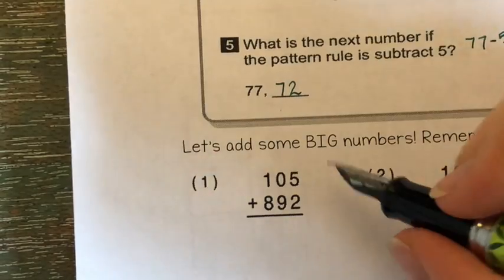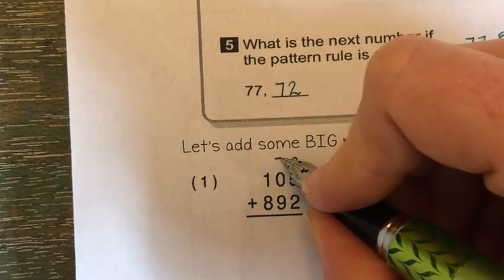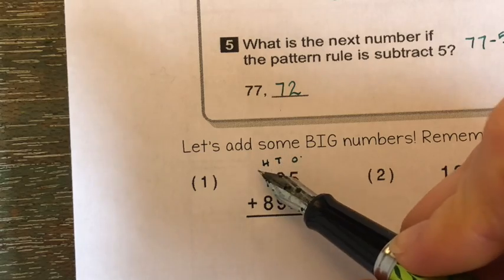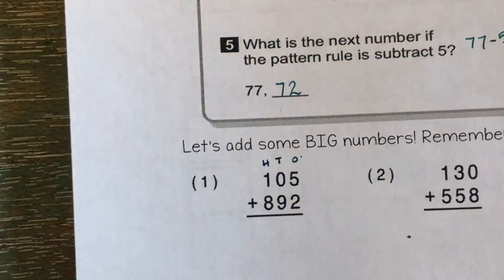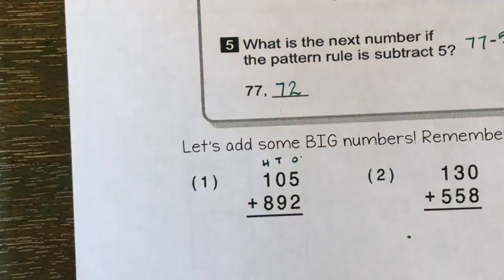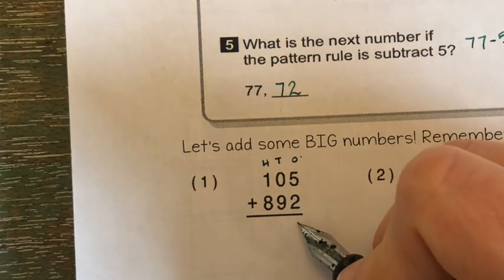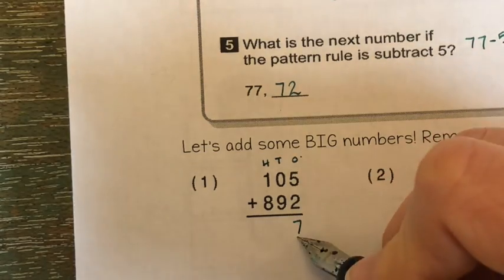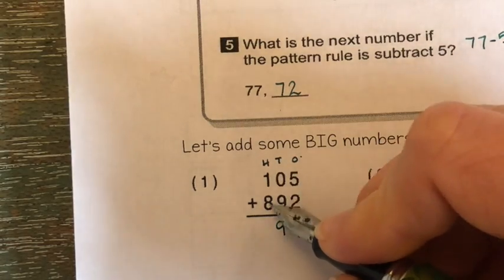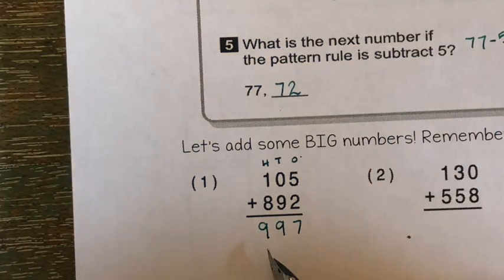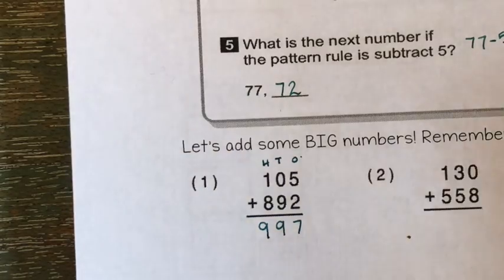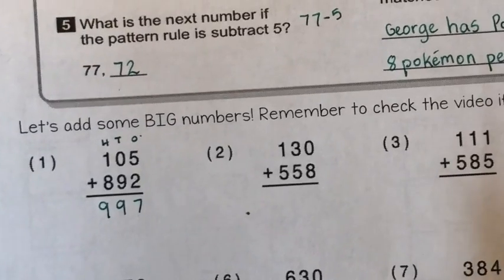So let's go to number 1. These are our ones, these are our tens, these are our hundreds. We start with the ones, then we add the tens, then we add the hundreds. So if you're in grade 2 and you're thinking, I haven't done 3-digit addition before, all you have to do is ones, tens, hundreds. So let's start with the ones. 5 plus 2 is 7. I'm going to put that in my ones column. 0 plus 9 is 9. I'm going to put that in my tens column. And 1 plus 8 is 9. So I have 9 hundreds, 9 tens, and 7 ones. 997. Okay, on to number 2. See, that wasn't so hard.